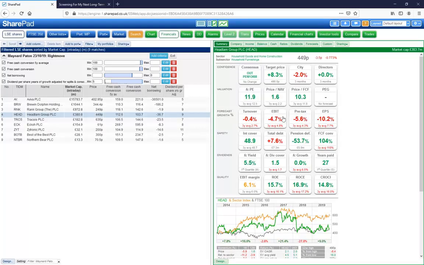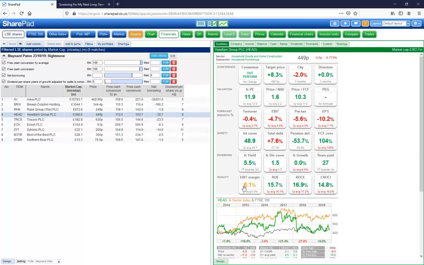Look at the forecast. The forecasts aren't great, with EPS down 10% forecast in the current year. Debt is up a little bit, but 7.3 million, so that looks small compared to the market cap of 380. There's a pension deficit as well, which looks small too. Cash conversion, as we know, is over 100%, so that's good. It's paid a dividend for a long time, 27 years.